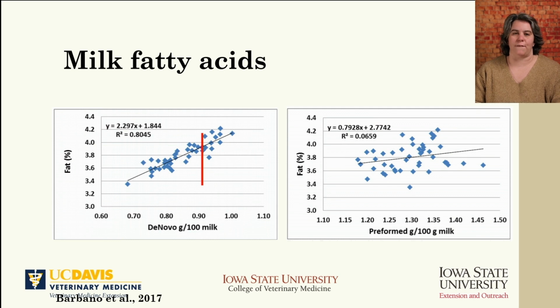If you take a look at the graph on the right side, those are going to be preformed, which is another word for dietary fatty acid. Those dietary fatty acids are much less highly correlated to total milk fat production. You can see there is still a positive correlation, so as we get more dietary fatty acids, more milk fat is produced, but it's not nearly as strong of a correlation as we see with de novo fats. So if we can improve our de novo fatty acid production, we can improve our total milk fat production.